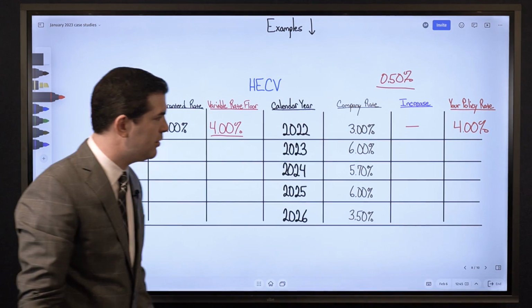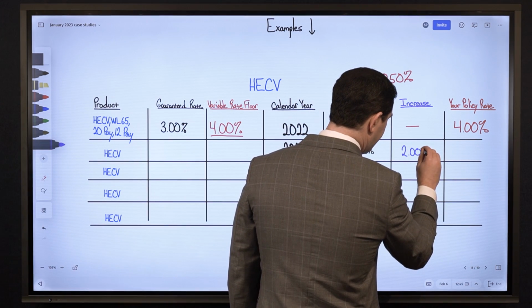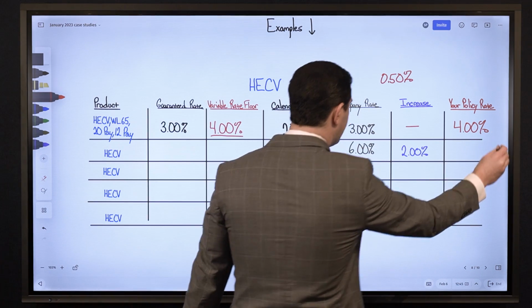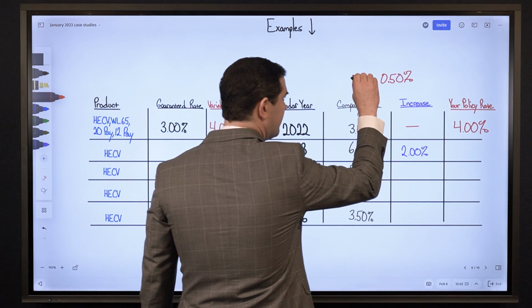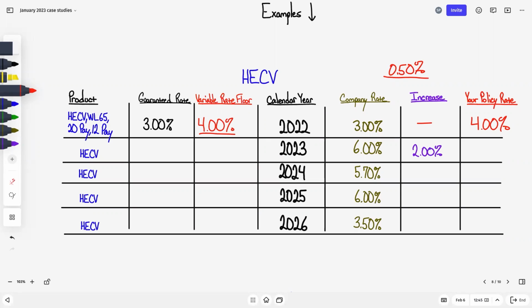Will it occur? The answer is yes. The increase will be 2%. And again, this applies to your policy because you're at 4%. MassMutual's company rate, 6%, which is greater than 50 basis points, greater than the trigger. So you'll experience the increase, and you're now at 6%.